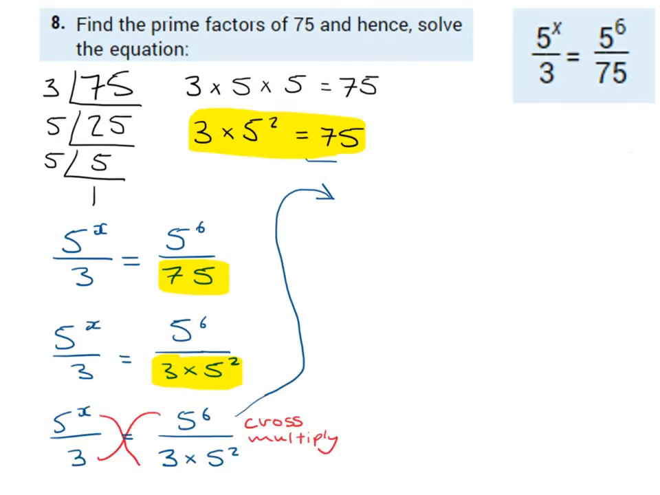So since we have an algebraic fraction on the left of the equal sign, and we have a fraction on the right of the equal sign, and we want to solve for x, we can now cross multiply.